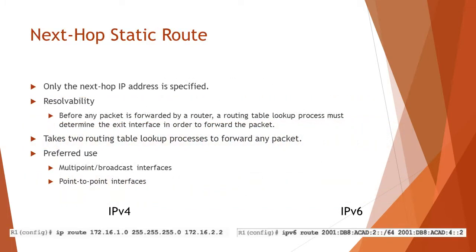In a next hop static route, only the next hop IP address is specified. And there is a term called resolvability, which is that before any packet is forwarded by a router, the routing table process must determine the exit interface to use to forward the packet. It takes two routing table lookup processes to forward any packet, and it is preferred to use a multi-point broadcast interface or a point-to-point interface.